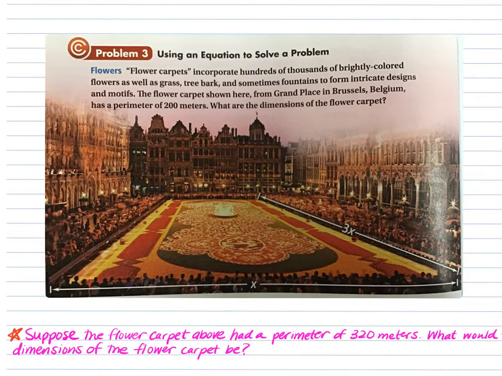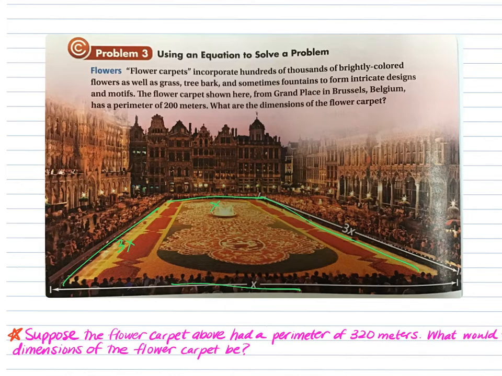Here, there's a big carpet. It has a perimeter of 200 meters. What are the dimensions of the flower carpet? Okay, so here, you can see the length is 3x, and the width is x. So if we're doing the perimeter, this is also 3x. And this is also x.